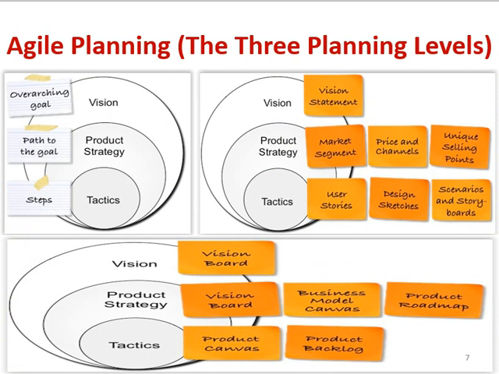Moving ahead, we have 3 levels of planning in Agile. At the broader level, we have a vision, in which we have a vision statement. Then we have a product strategy, which talks about the market segment, price and channels, unique selling points, and finally the tactics at the core of the vision, which are user stories, your design sketches, that is wireframe diagrams, or scenarios and storyboards. So vision stands in a broader way: vision board, product category, business model canvases or product roadmap, and tactics are finally for product canvas and product backlogs.